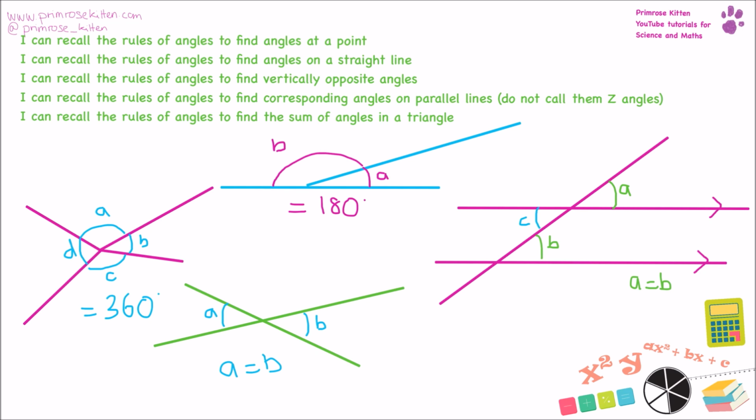Don't forget, this is also going to have alternate angles, and they are also going to be equal. Now, the exam does not like you calling these Z angles, but they are also going to be equal. So if we could use the terms corresponding angles and parallel lines, alternate angles and parallel lines, vertically opposite angles, just don't call them by colloquial terms like Z angles. And all the angles inside a triangle add up to 180 degrees.